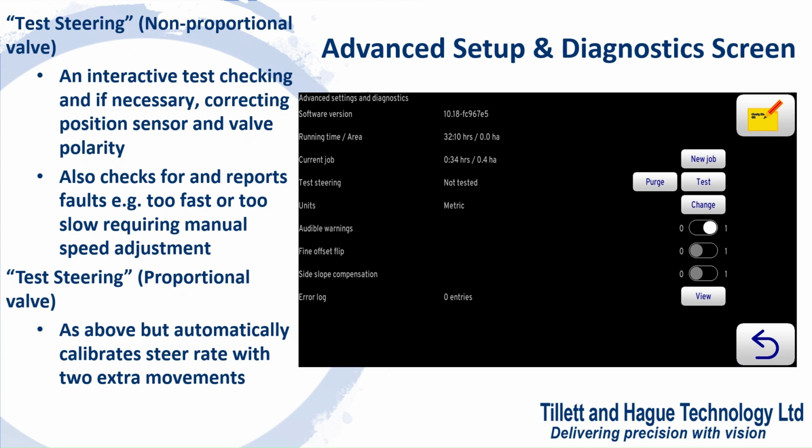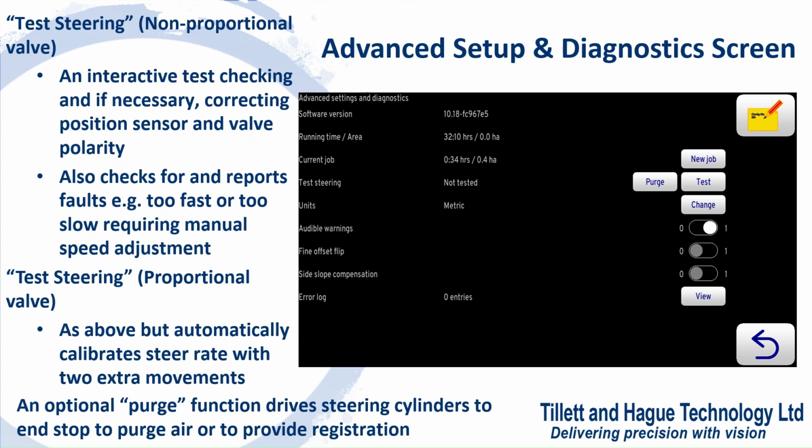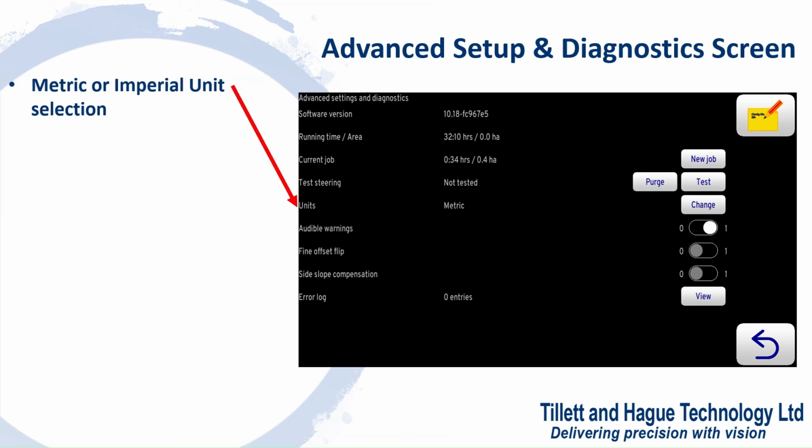There is also the option for a purge steer function, which will drive steering cylinders to their end stops for 10 seconds each way, to expel air from steering circuits or to provide registration between cylinders. From the Advanced Setup and Diagnostics screen, it is also possible to enable some optional features and to change some behaviours. You can select between imperial and metric units.